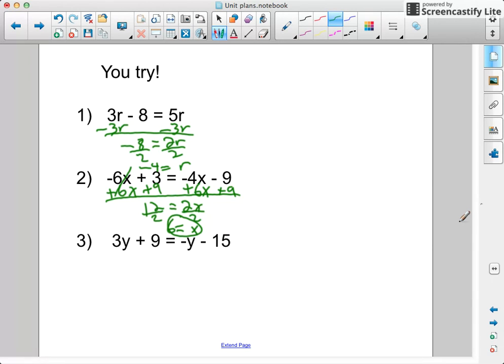Okay, finally, I'm going to plus y. That's just a 1y if there's nothing in front of it. And minus 9 to both sides. So 4y, because 3y plus y is 4y, equals negative 24. Negative 15 minus 9 is negative 24. Divide by 4, and y equals negative 6.